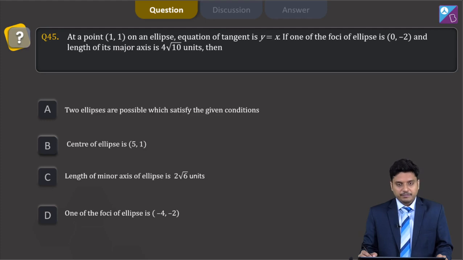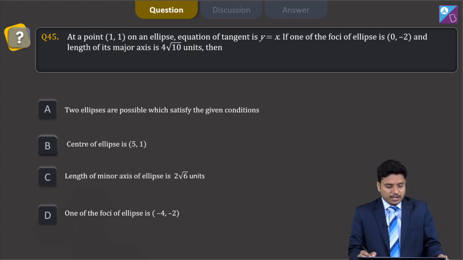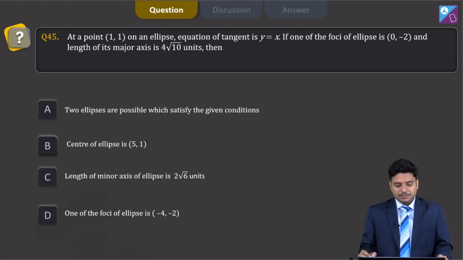Now question number 45, which is from conic section. At a point (1, 1) on an ellipse, the equation of tangent is given to be y equal to x. If one of the foci of the ellipse is (0, -2) and the length of the major axis is 4 root 10 units, then you have to first of all try to decide how many ellipses are possible, then the center of the ellipse, length of minor axis and the other focus of the ellipse.